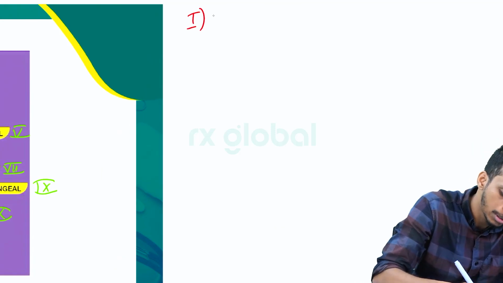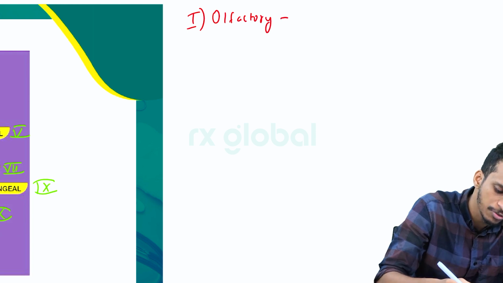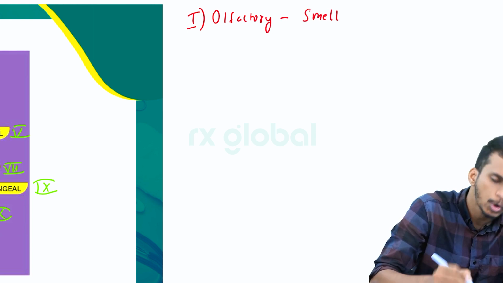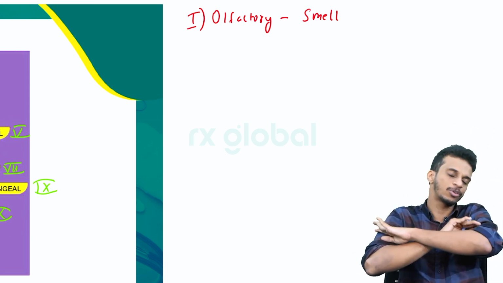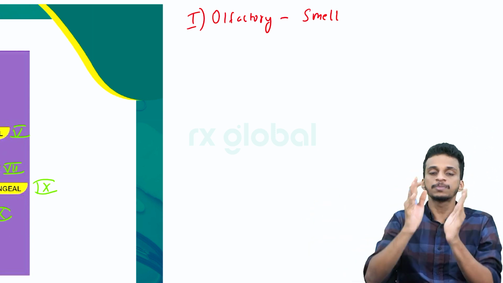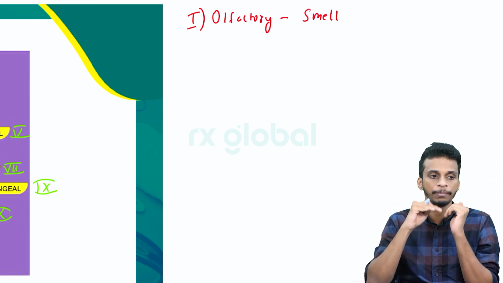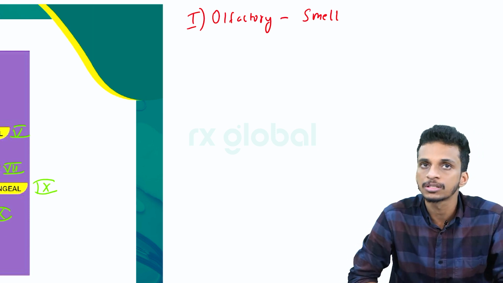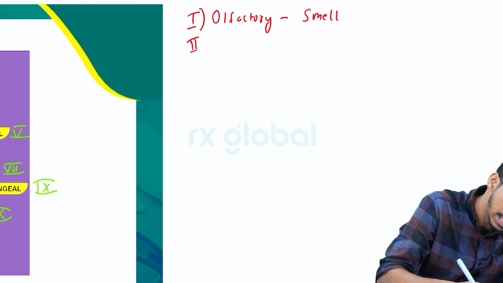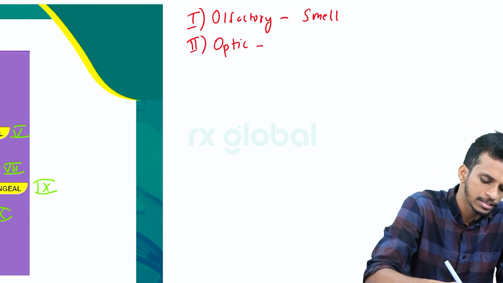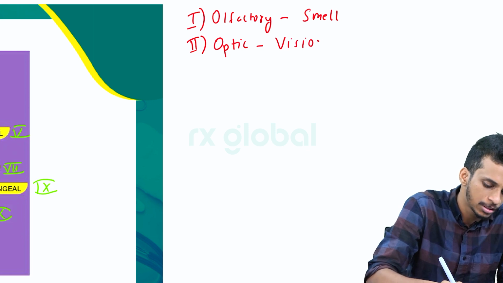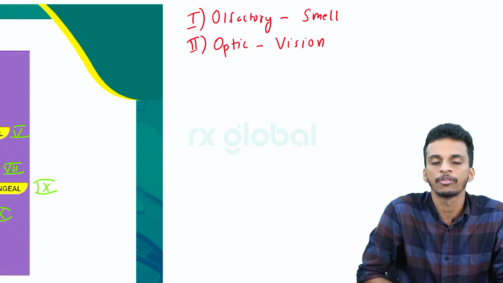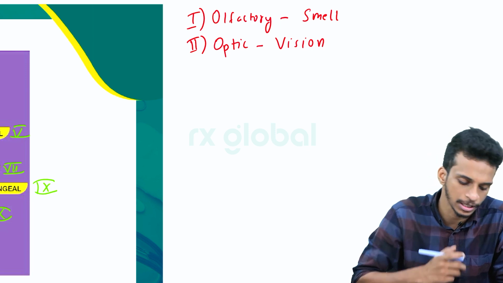So I told you that the first cranial nerve is called the olfactory nerve. Its function is smell. Actually the cranial nerves have different functions, but at this point we just want to mention the main functions here. The second cranial nerve is the optic, and the name suggests the function of the optic nerve is vision. Olfactory nerve is for smell, optic is for vision.